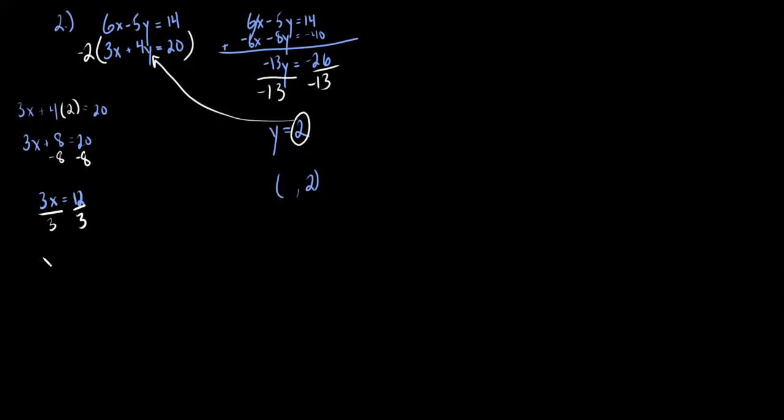I divide each side by 3 to get x is equal to 4. So my solution is going to be the point (4, negative 2), okay? So that's how we use elimination, okay?